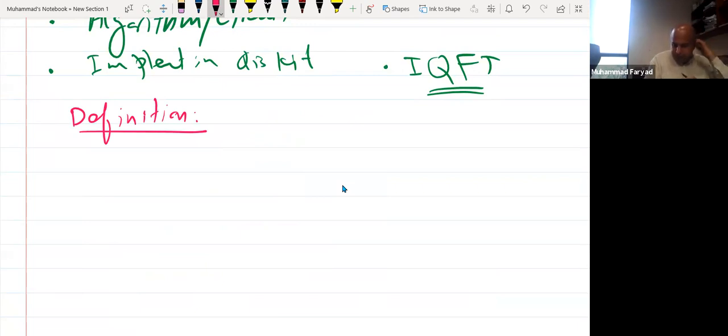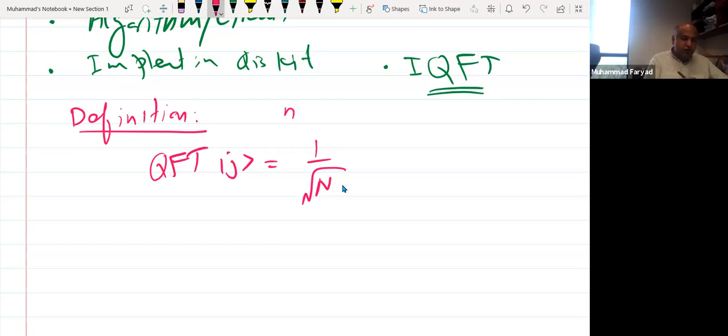So suppose you have a quantum state |j⟩, and we want to find its quantum Fourier transform. It's defined as 1 over square root of N, and suppose there are n bits, so capital N is 2 power n.